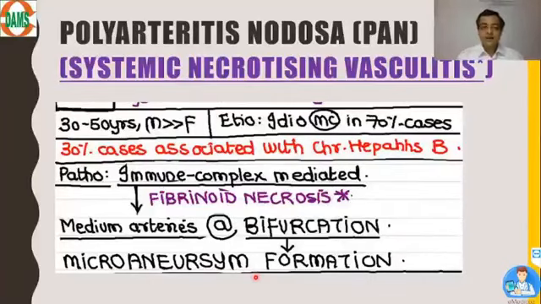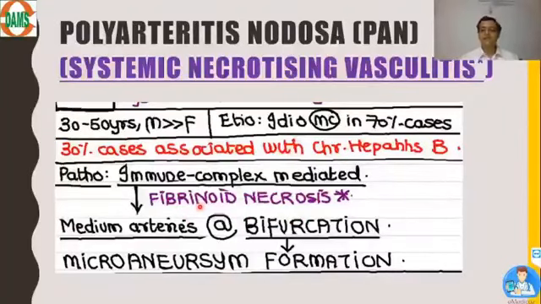Polyarteritis nodosa is a disease of middle-aged males. Majority of the time the cause is idiopathic, but before you refer to rheumatology, you must exclude chronic hepatitis B infection. The pathology is an immune complex mediated disease which causes fibrinoid necrosis. I have color coded the names and the reason. Why the new name, systemic necrotizing vasculitis? Because of the pathology.